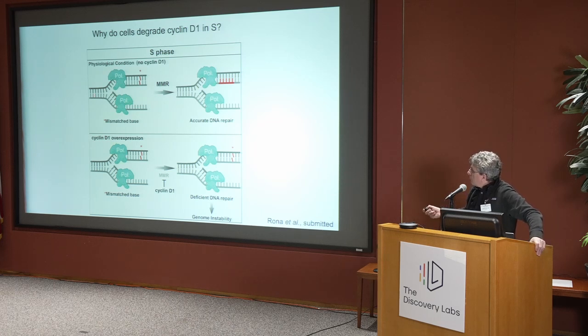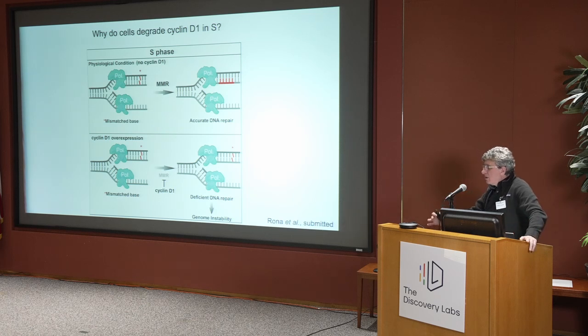But basically, what we know is that in S phase, you require mismatch repair. This is because DNA replication makes many mistakes, and so mismatch repair will repair them. If you have cyclin D1 during S phase, as we saw in AMBRA knockout cells, but also in many cancer cells, cyclin D1, through a mechanism that, if you are interested, I will tell you later, is inhibiting mismatch repair. Therefore, you will have deficient DNA repair and genome instability.